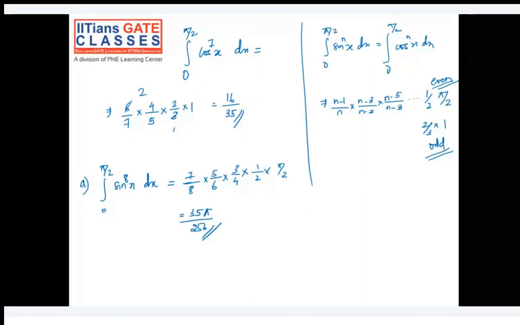Let me give you some homework questions related to this, or let's solve it. At least I'll check your approach. I'll give just a hint to solve this. How will you solve this question? Integration minus pi to pi sin raised to the power 4x dx. Directly use the formula?